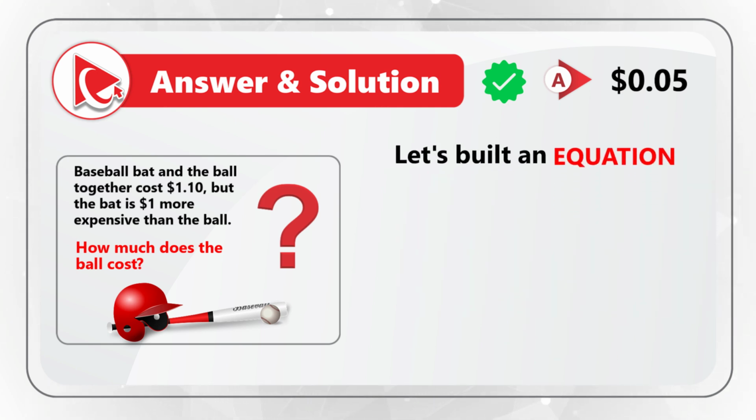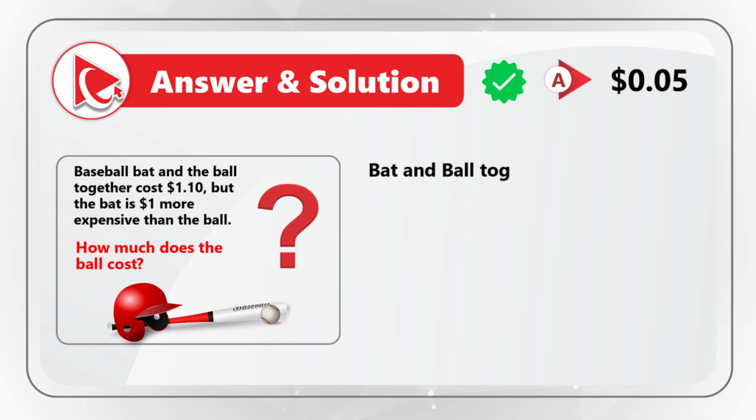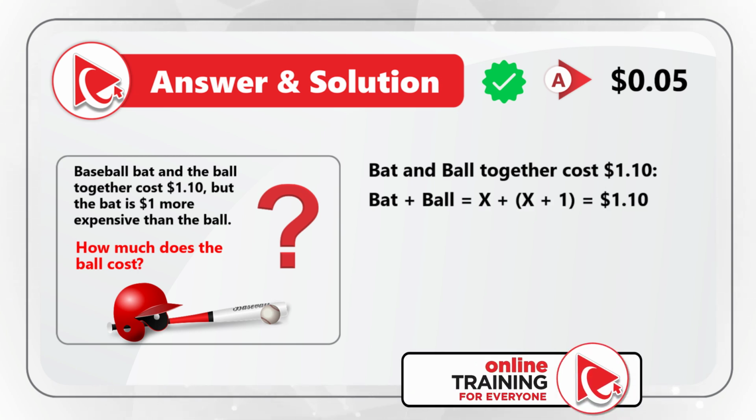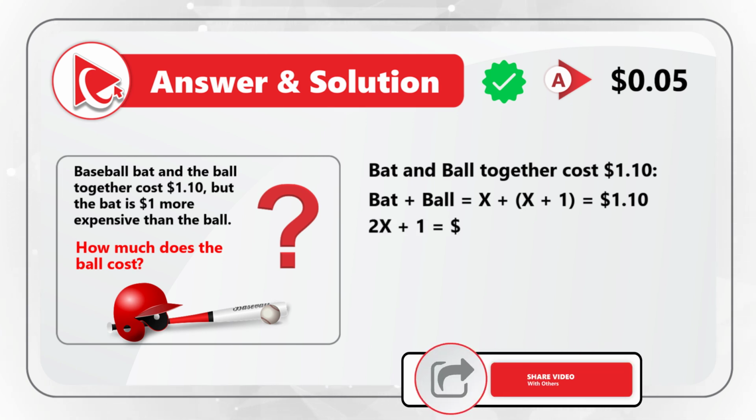Let's build a quick equation. The cost of a ball would be X. And since the bat costs $1 more, the cost of the bat would be X plus $1. Now we can take advantage of the fact that the ball and the bat together cost $1.10. Bat plus ball would be equal to x plus 1 plus x, and would be equal to $1.10, which would mean that 2x plus 1 would be equal to $1.10.